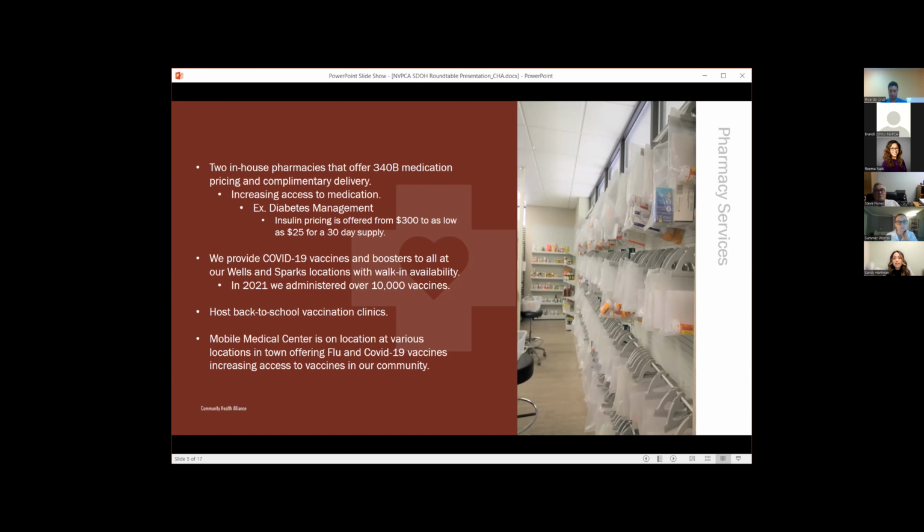We provide COVID-19 vaccinations and boosters at all of our Wells and Sparks locations, with walk-in availability. In 2021, we administered over 10,000 COVID vaccinations in our community. We also hold back-to-school vaccination clinics, and we hold a mobile medical center at various locations in town, offering the flu and COVID-19 vaccines, increasing access to those vaccines within our community.